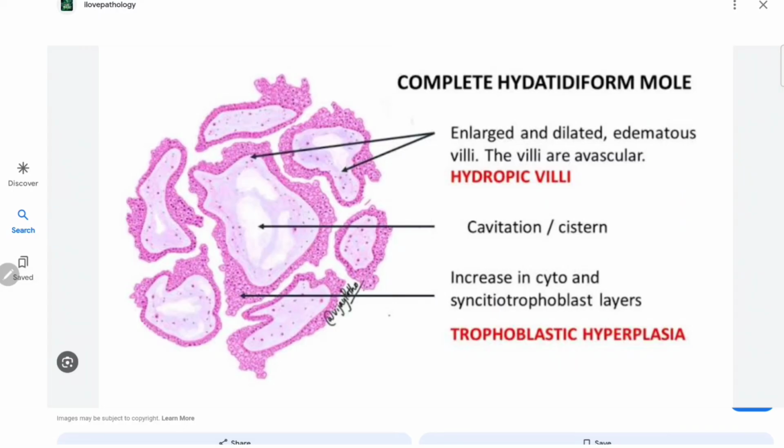If you look at the histopathological examination, which I already told you, this is an image showing a complete hydatidiform mole, where there are enlarged, dilated, edematous villi, and the villi are avascular. It is known as hydropic villi, and there is an increase in the cytotrophoblastic and syncytiotrophoblastic layers. That is nothing but trophoblastic hyperplasia.